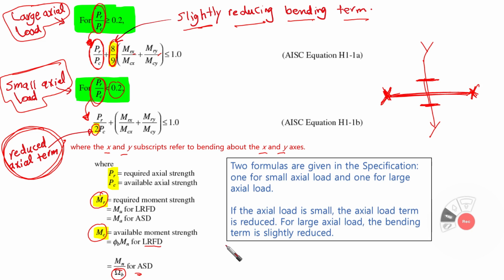Okay, and this is what I have already explained in these two formulas. Two formulas are given in the specification, one for small axial load and one for large axial load. If the axial load is small, the axial load term is reduced. For large axial load, the bending term is slightly reduced. Okay, remember this. Let's go to the next.